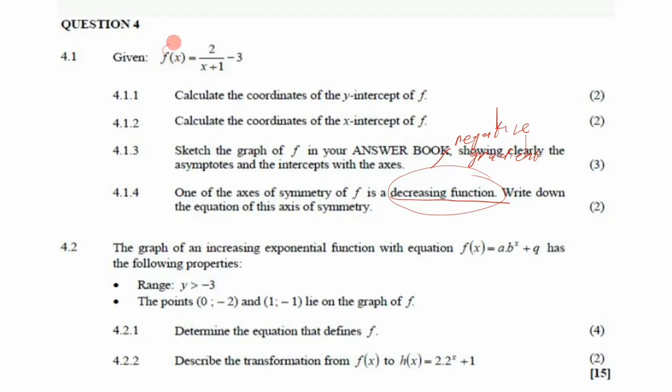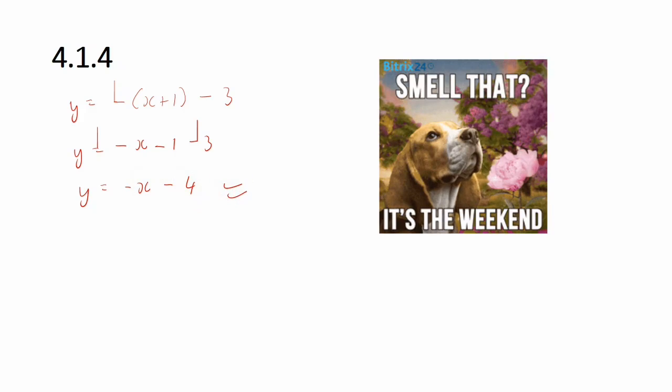So remember, this is how we go about it. We just take this and then put negative 1 in front here. So solving 4.1.4, we have negative x plus 1 minus 3. Then we say y is equal to that. Then this is y is equal to negative x. If we multiply inside here, negative 1 minus 3. Then we have y is equal to negative x minus 4. So this becomes our equation for the axis of symmetry, which is a decreasing function.